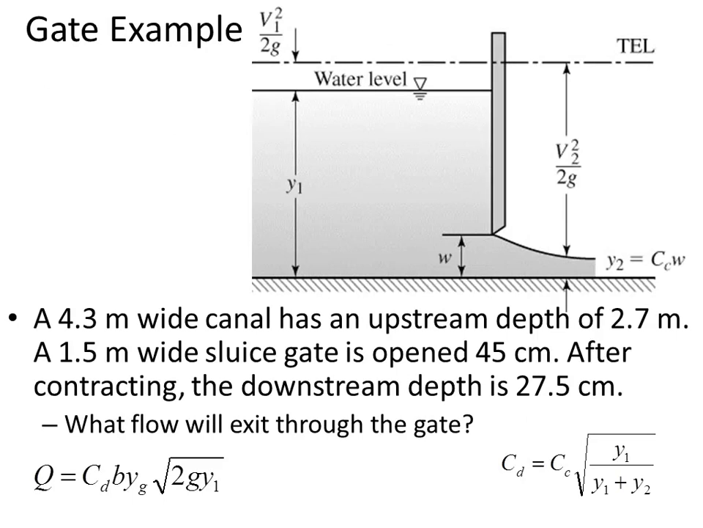Let's take this rectangular gate as an example. We know its width, we know the upstream depth, and the opening. In this case, the channel width is different from the gate width. Note that the canal may be 4.3 meters wide, but the gate is only 1.5 meters wide. So be careful that the B, the width that you choose in that underflow equation, is the width of the gate.